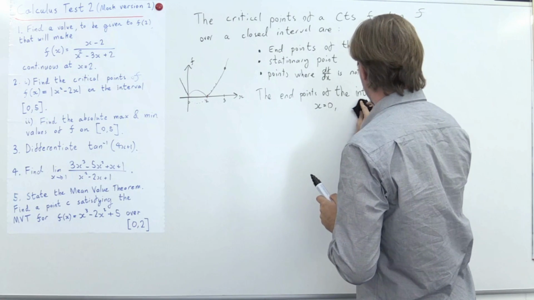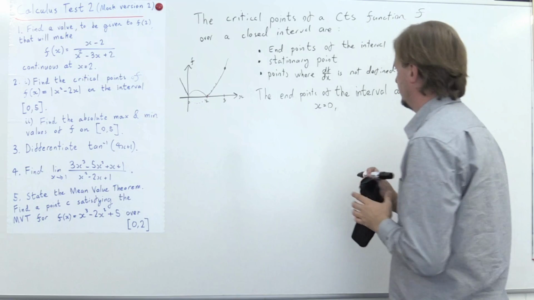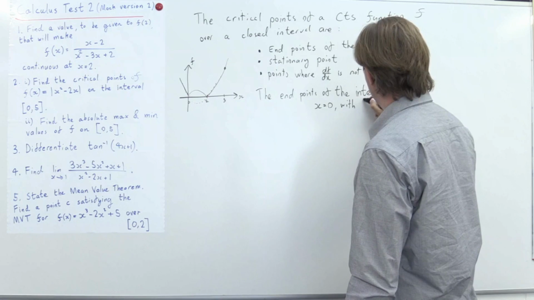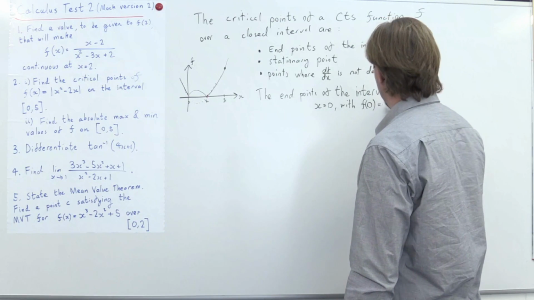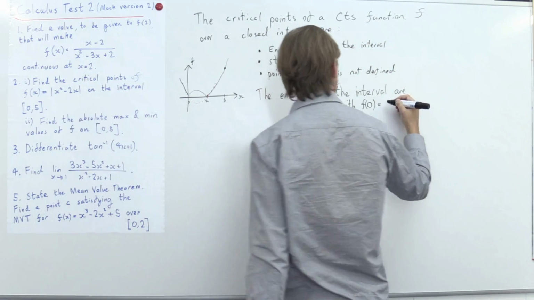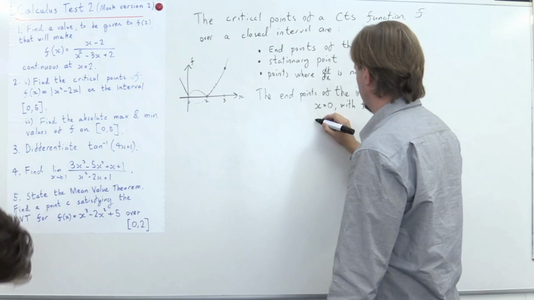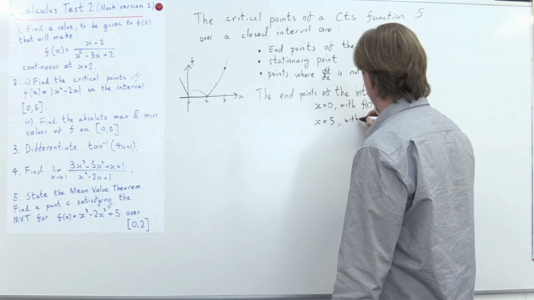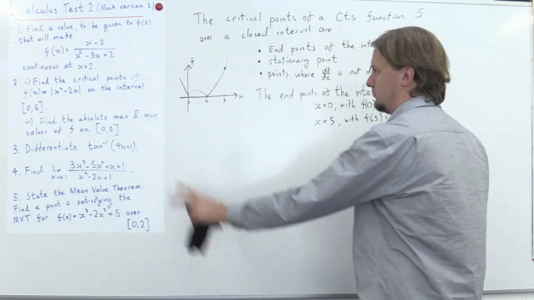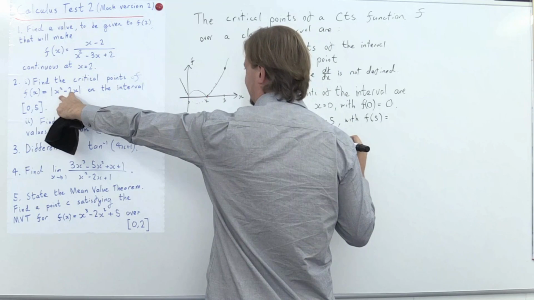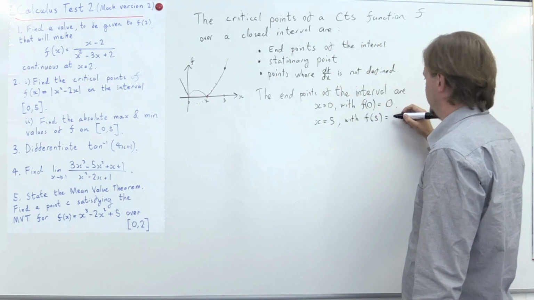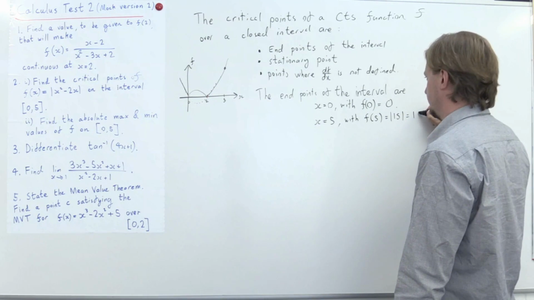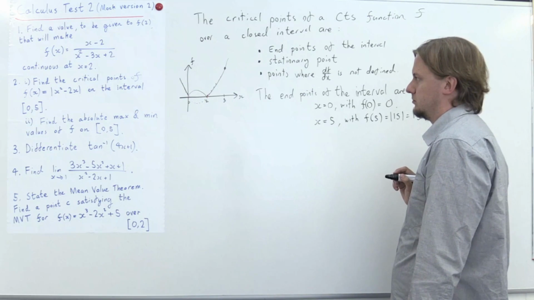So, well, these are the endpoints of the interval. Just add the information that f of 0 is, well, you plug that into the function, you get the absolute value of 0. The other endpoint was x equals 5, with f of 5 the absolute value of 25 minus 10, so the absolute value of 15. So, well, that is just 15. Okay. So those are the endpoints.